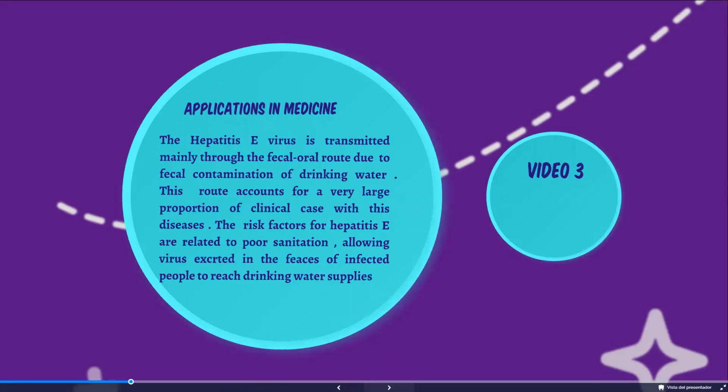Applications in medicine. The hepatitis E virus is transmitted mainly through the fecal-oral route due to fecal contamination of drinking water. This route accounts for a very large proportion of clinical cases with this disease. The risk factors for hepatitis E are related to poor sanitation, allowing virus excreted in the feces of infected people to reach drinking water supplies.